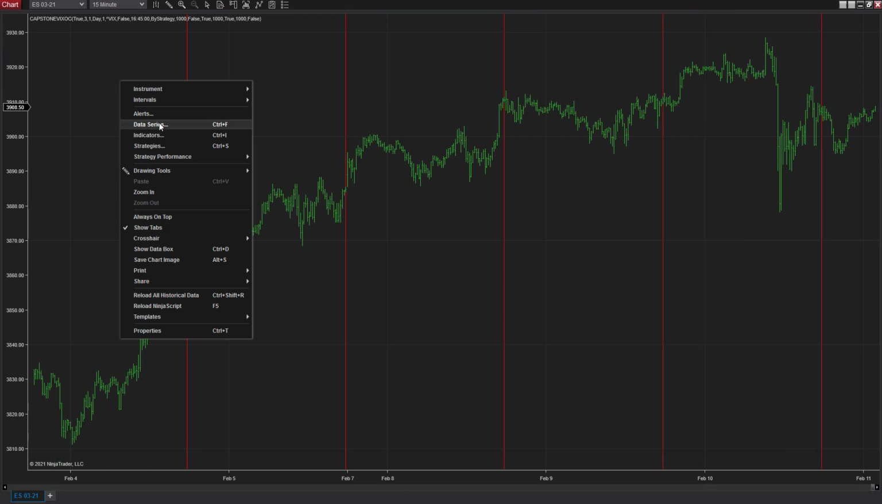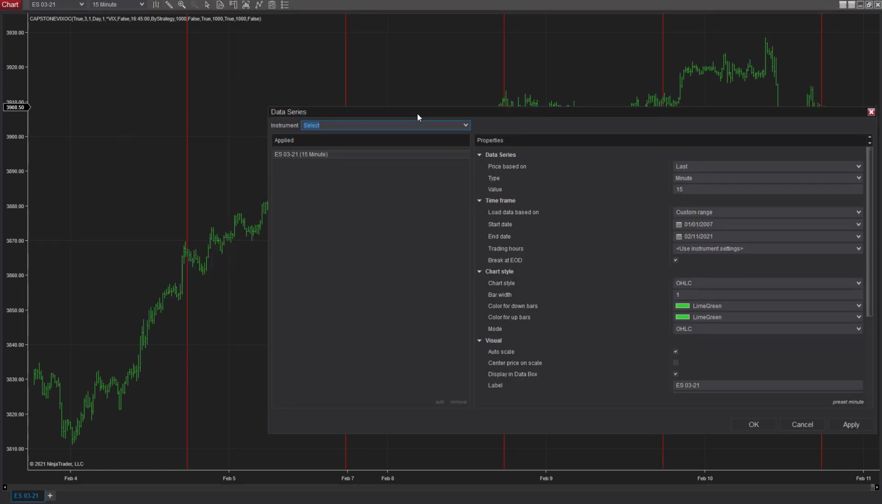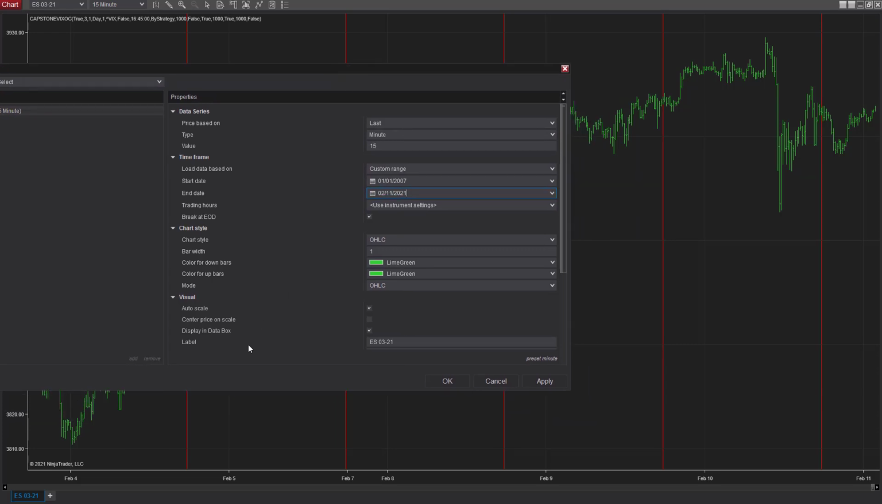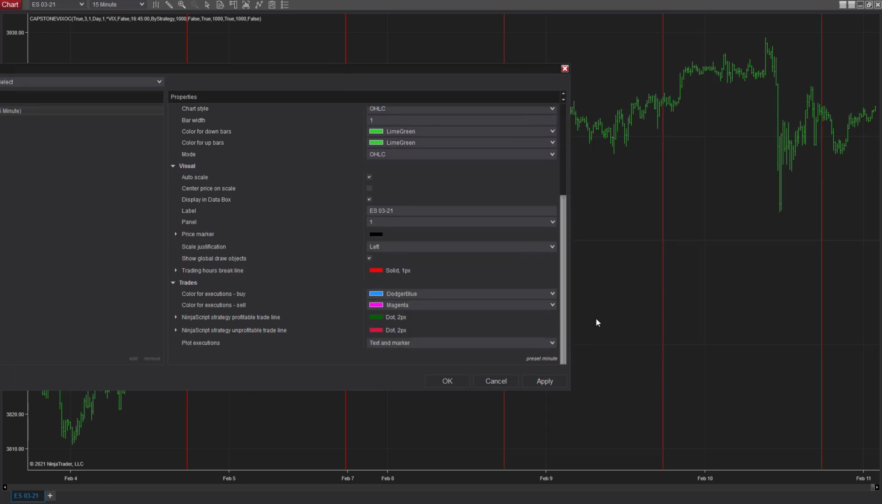And the data series, this right-click data series: ES 03-21, 15-minute bars, going back to 1/1/2007 through 2/11/2021. And we just use the instrument settings. We're doing the 24-hour session. And these right here, you could put candlesticks on there if you want. From chart style down, it is up to you. It's a matter of personal preference.